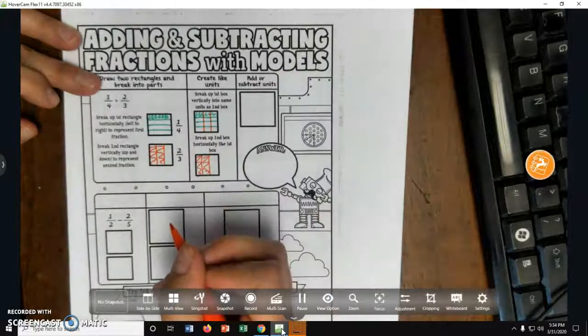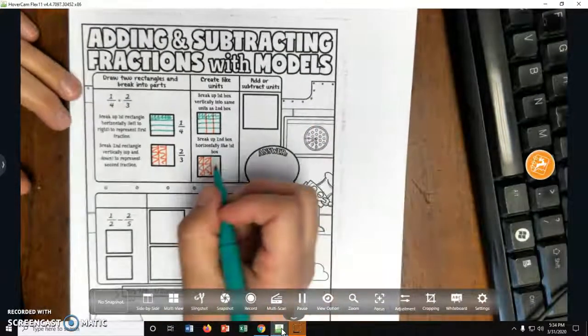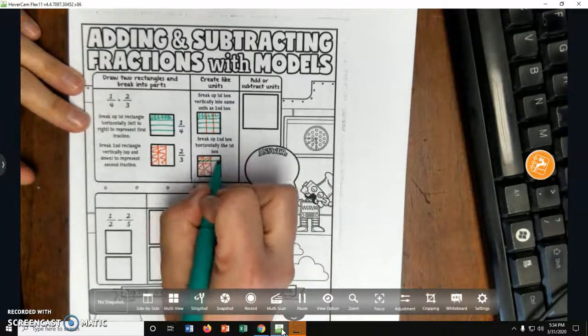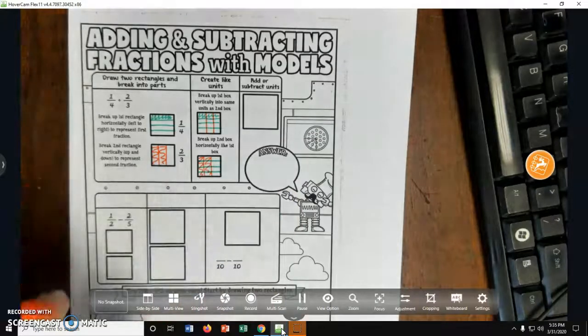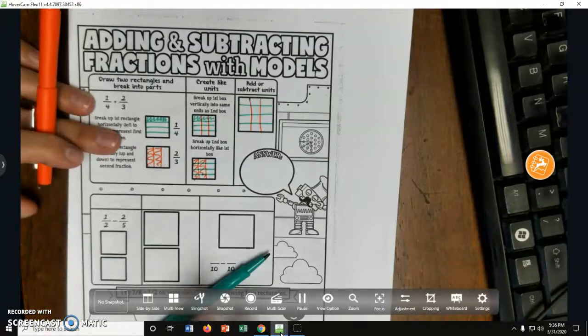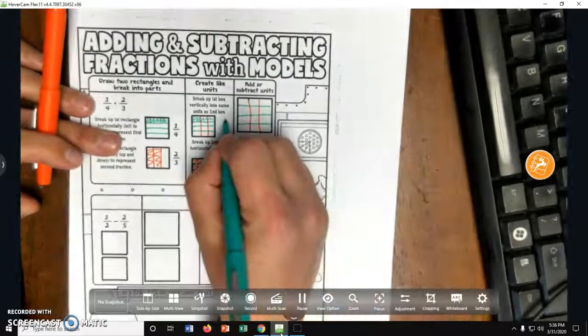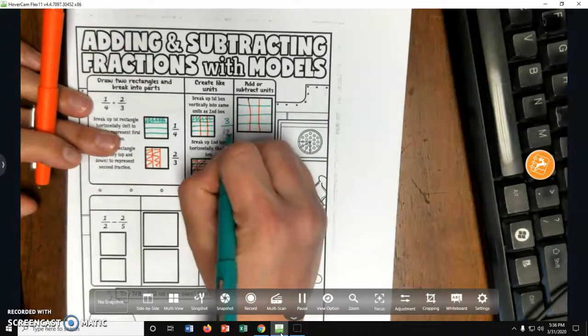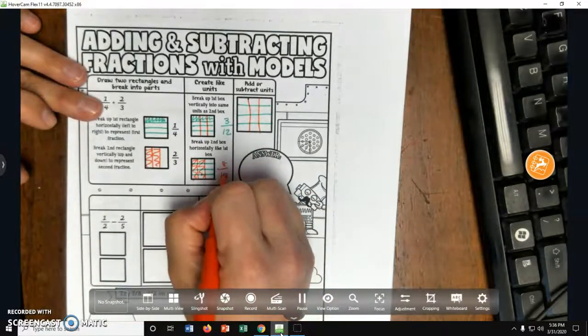Now I have a total of 12. Here I have 3. So I need to add in 4 lines so that I have a total of 12. Then it says add or subtract these units. All right, so here we ended up with 3/12 now. And here we have a total of 8/12.